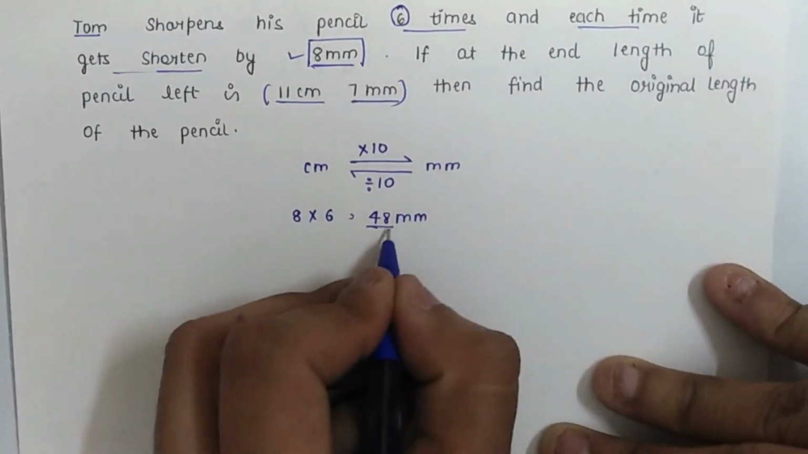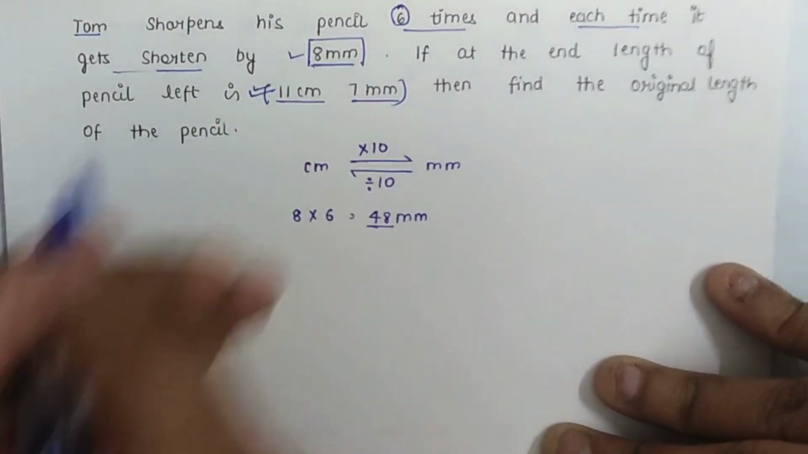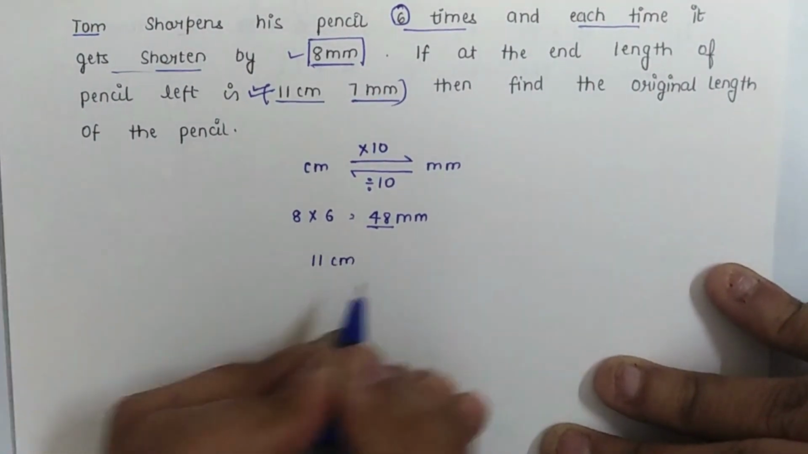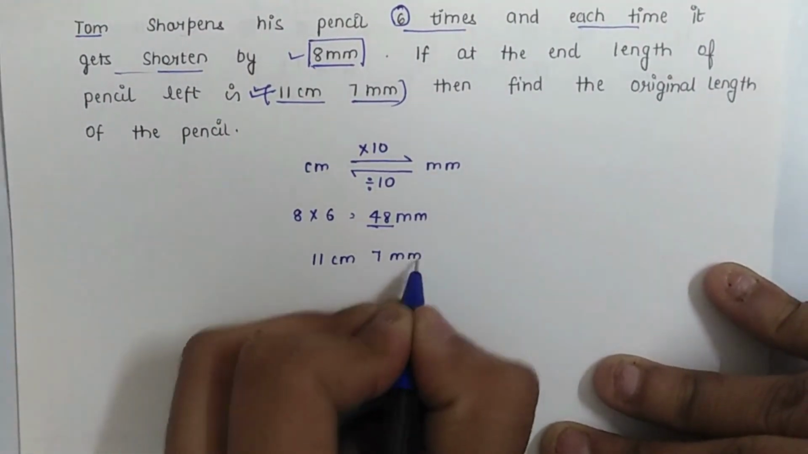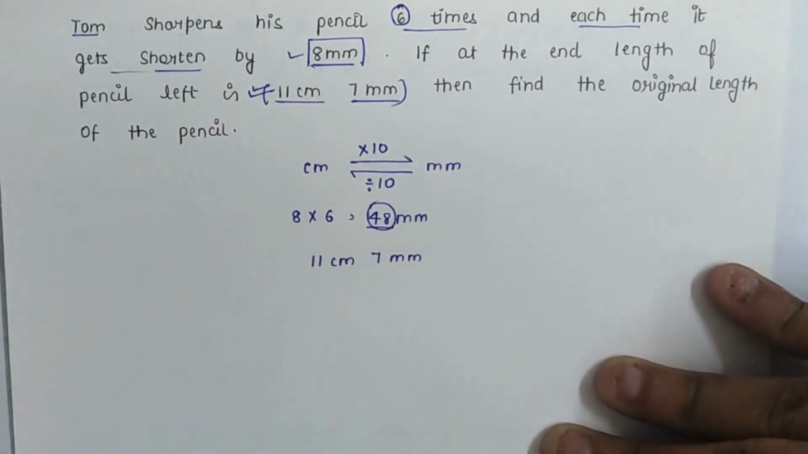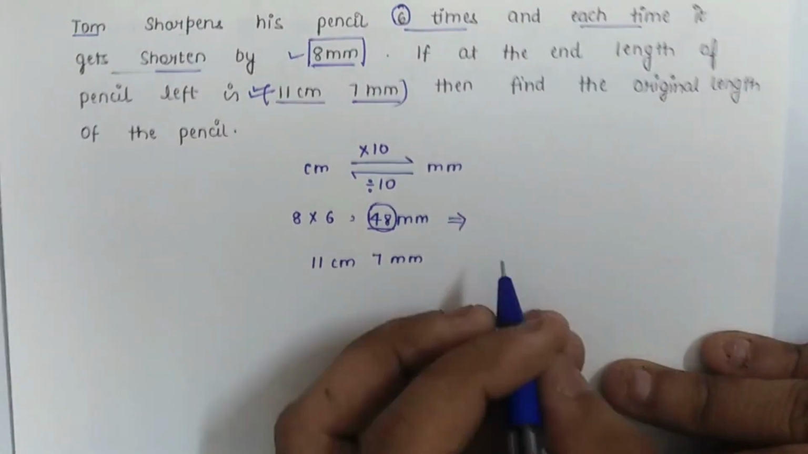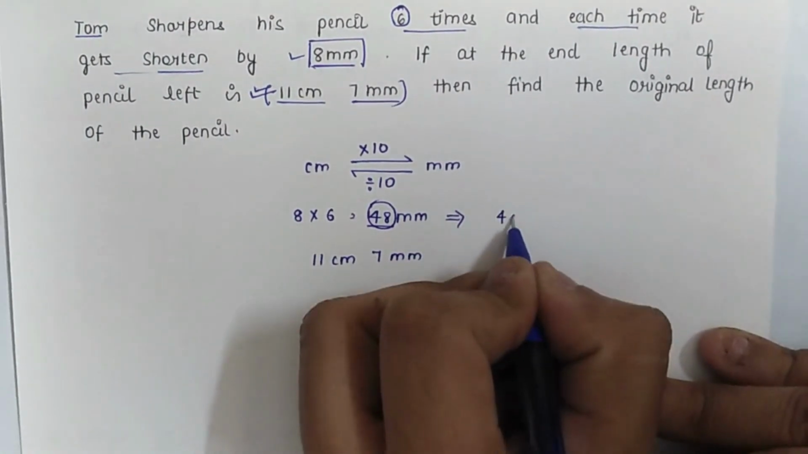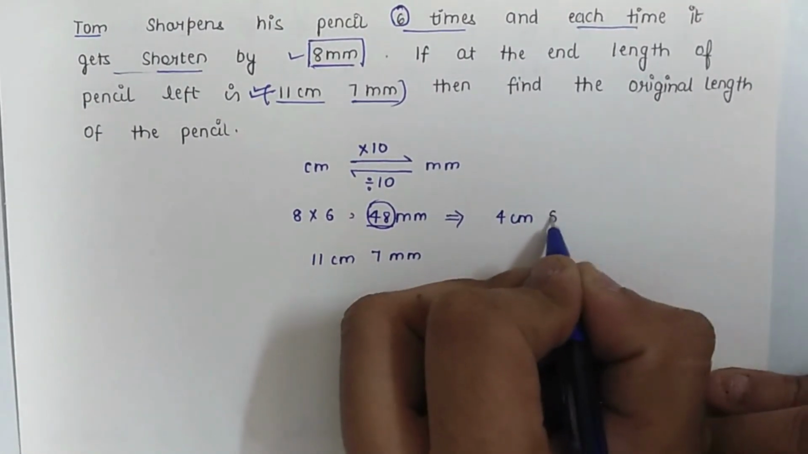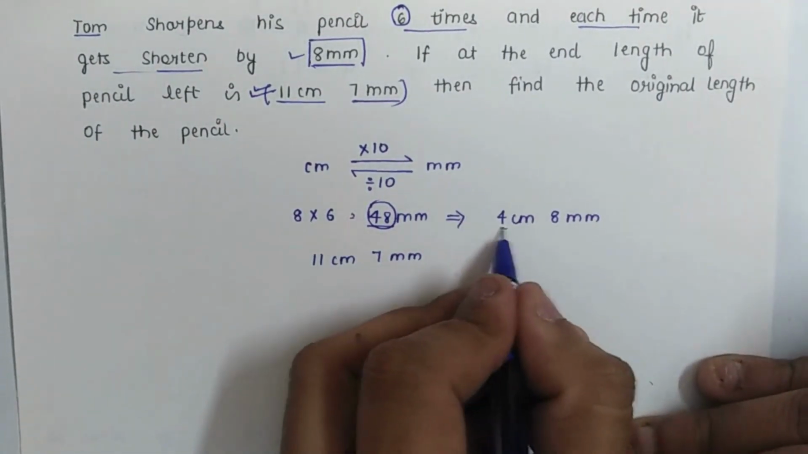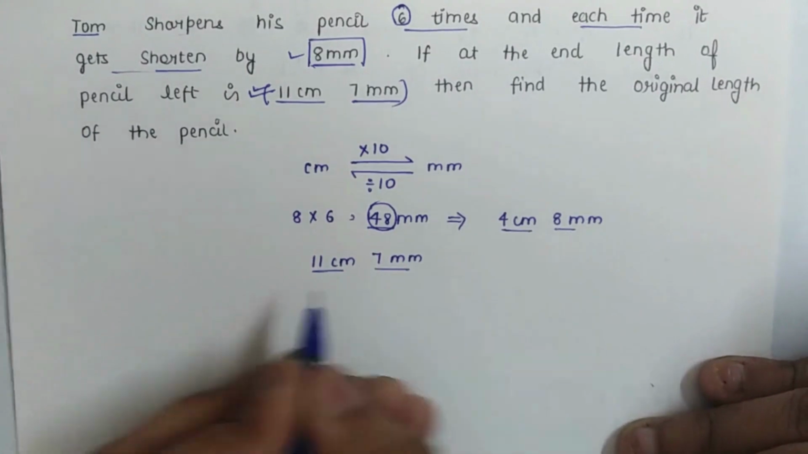Now if we add 48 millimeter to the leftover length, that is 11 centimeter and 7 millimeter, we can get the answer. But 48 millimeter can be written as 4 centimeter and 8 millimeter. So now we have to just add these two values.